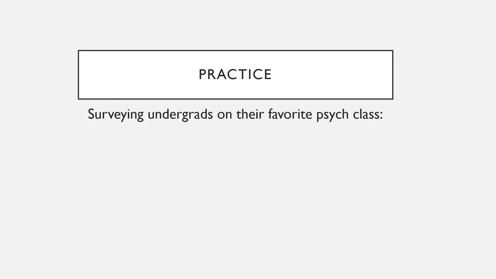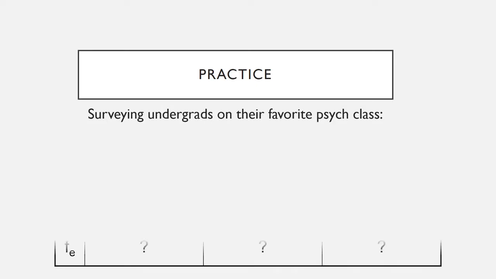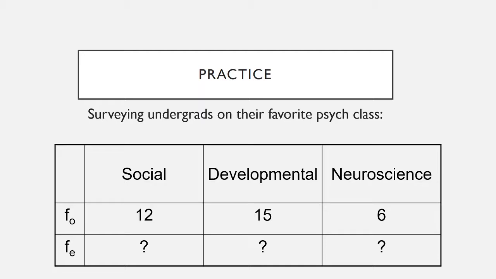So let's say I'm surveying a series of Miami undergraduates on their favorite psychology class. A number of people indicate that their preference is social psychology, a number indicate their preference is developmental psychology, and relatively fewer indicate a preference for neuroscience. So basically, just collect your expected frequencies for this particular data, calculate your overall chi-square value, and evaluate for significance, and come back when you complete that computation to see whether or not you followed along.